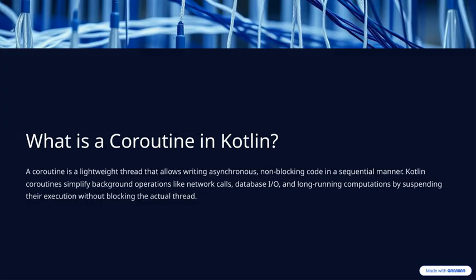Essentially, Kotlin coroutines make it simple to handle background operations like making network calls, accessing a database, or running long computations. They do this by suspending their execution when needed, but without actually blocking the thread they're running on. This way, we can write code that looks sequential and straightforward, yet runs efficiently in the background. This concept ties into our overall goal of creating smooth, responsive applications that manage complex tasks seamlessly.